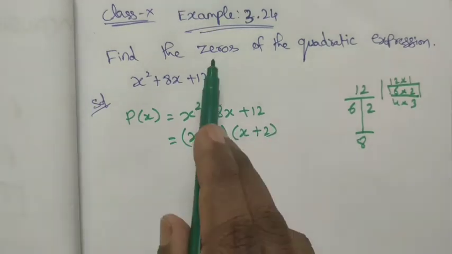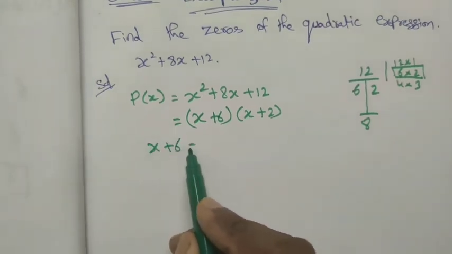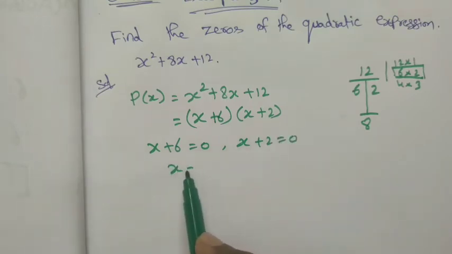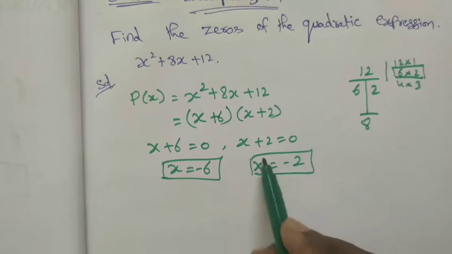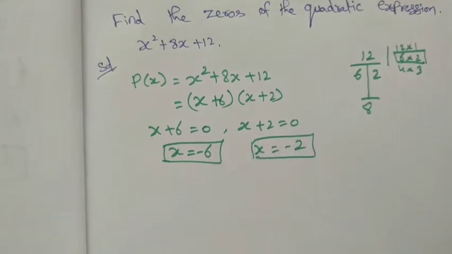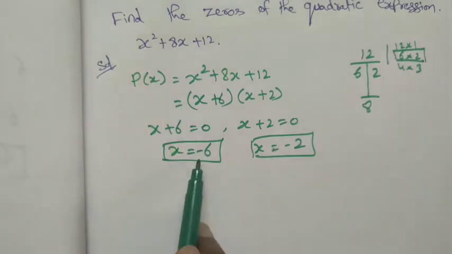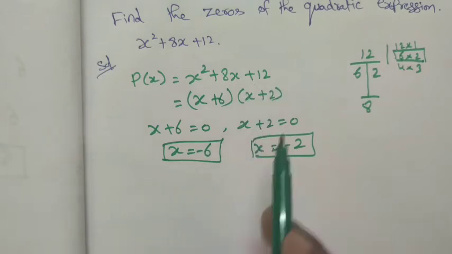Now we want to find the zeros of this expression, which means we have to take x plus 6 equal to 0 and x plus 2 equal to 0. Then x is equal to minus 6, and x is equal to minus 2. If you take the plus 2 to the other side, we get minus 2. Now apply these two values, either x is equal to minus 6 or x equal to minus 2, in this expression, and the expression becomes 0.